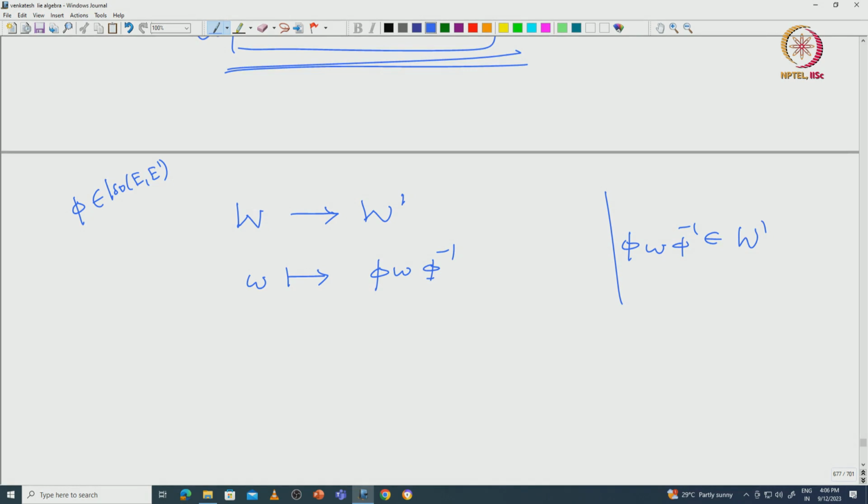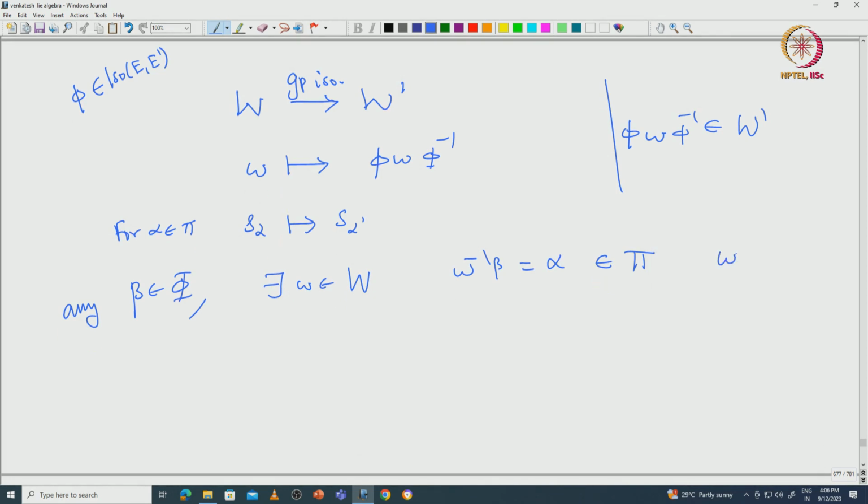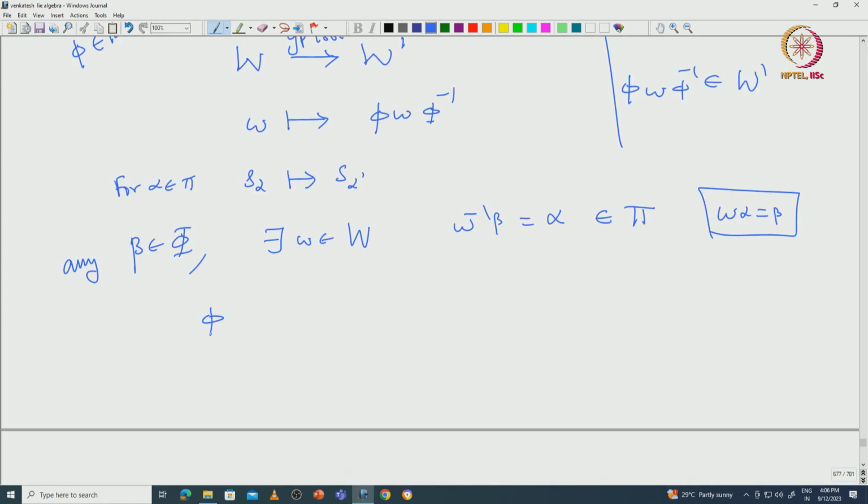Now since W and W' are generated by simple reflections, you can see that this is a group isomorphism, and S_α is mapped to S_α' under this map for α in Π. Now for any β coming from Φ, there exists W in capital W such that W^{-1} β, which we call α, is in Π. Then this means W(α) is equal to β. Now go back to π of β and see what happens.